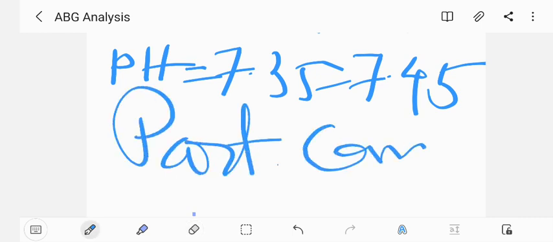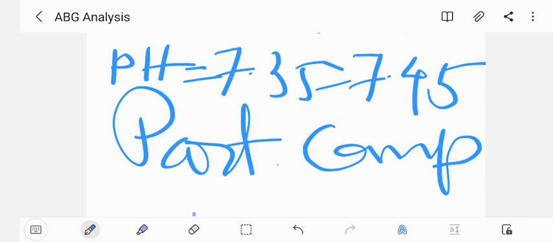Partially compensated. The three things: if there is increase of CO2 but no change in value, that is, bicarbonate is not trying to compensate it, then it is uncompensated. If there is decrease in CO2 and bicarbonate is also trying to compensate it by decreasing itself but not neutralizing the value, it is partially compensated. And when the pH will be normalized, then it is completely compensated. Okay.